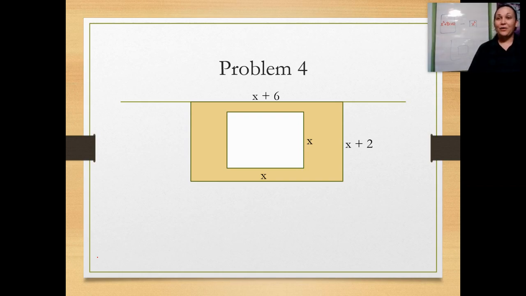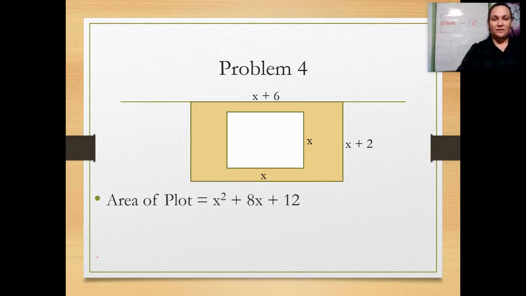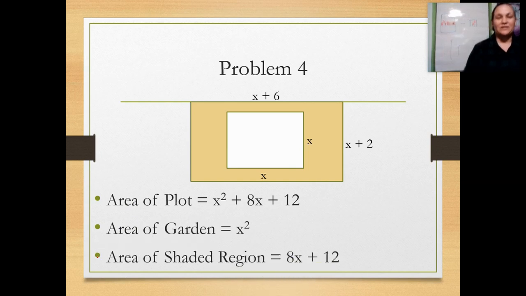All right, I hope for the large rectangle that you got x squared plus 8x plus 12. And I hope for the small one, you got just x squared. And then we're subtracting the big one minus the small one. And so for my final answer, I have 8x plus 12, a polynomial.